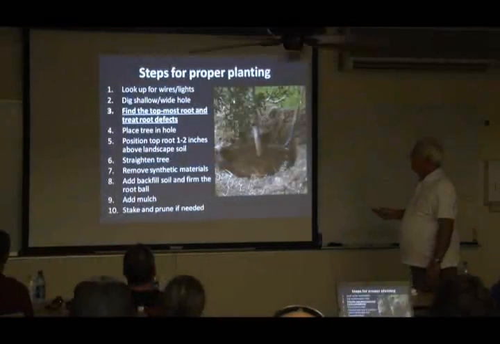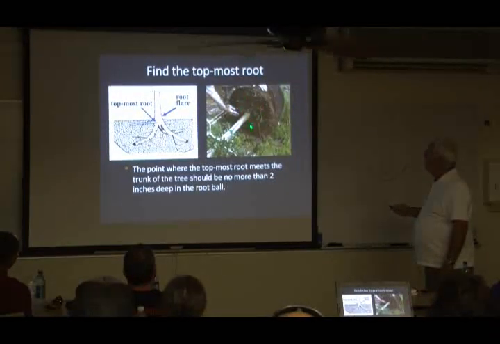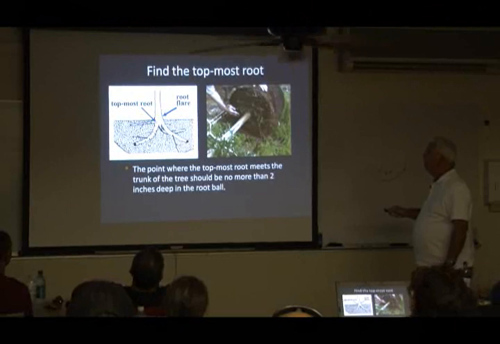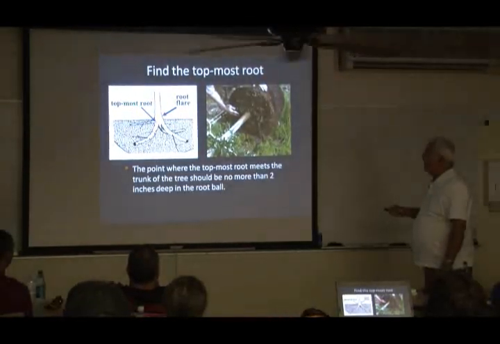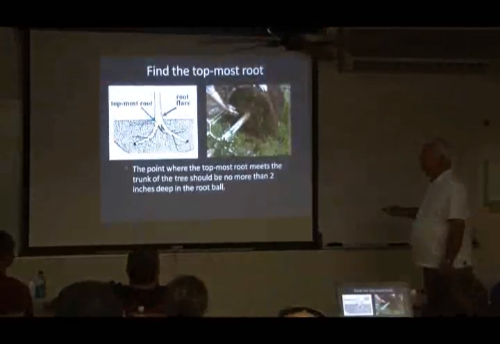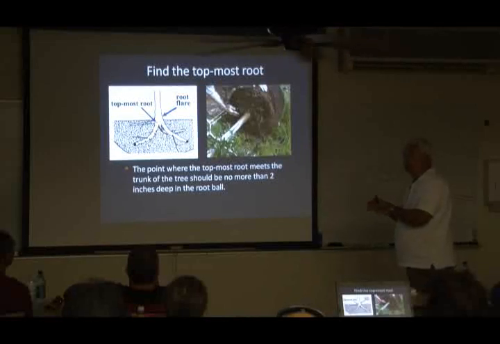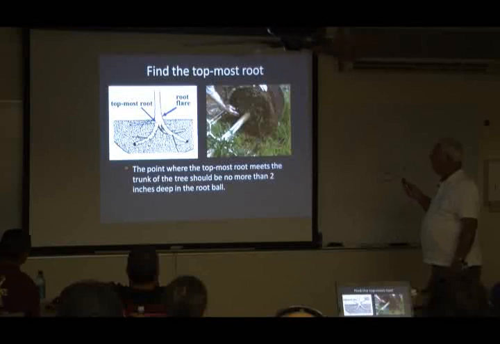Okay, step 3, find the topmost root and treat any root defects. Next. Here it shows exposing the top of the root ball. Expose the root flare. Sometimes these have been buried in the nursery too deep. The root flare in the root ball will be way up in here. Oftentimes, if that happens, this will be rotting out. You want to expose that. So you want to remove any loose dirt on top to get down to the top of the flare and make sure you have a good healthy root ball. Okay?